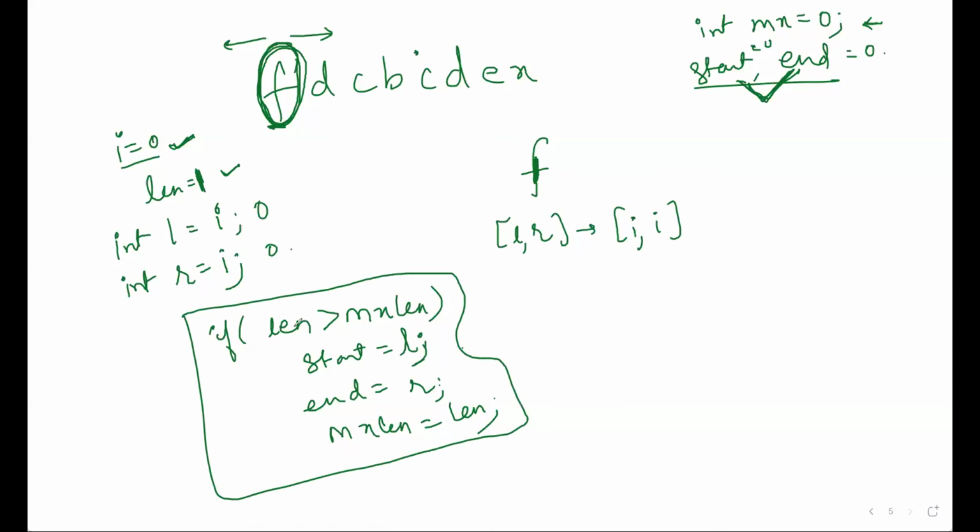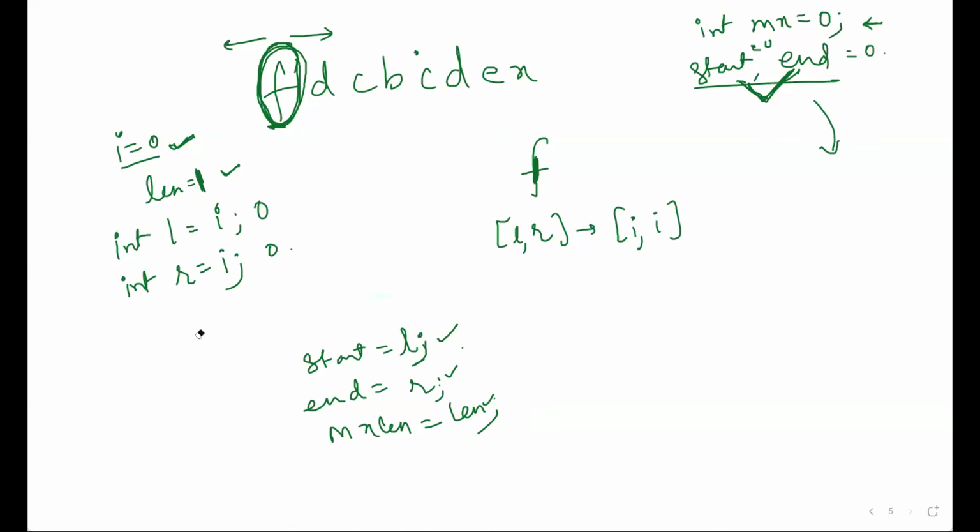So whenever I find a substring which is of greater length, which is a palindrome, I'm updating my starting point, ending point, and maximum length. Okay. At the end, I'll have the starting and ending point of the longest palindromic substring. Now, how do we have to proceed?